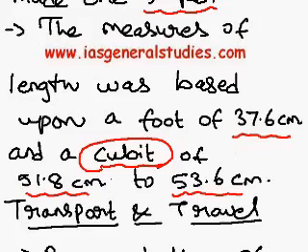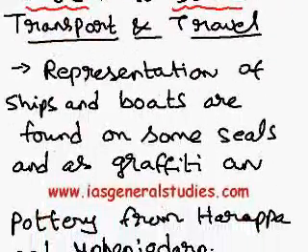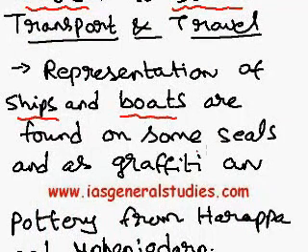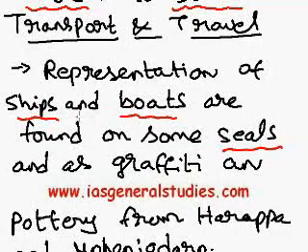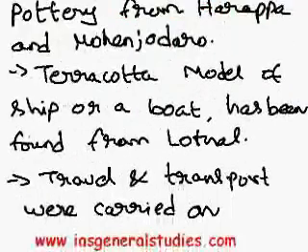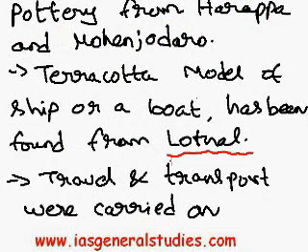Okay, then transport and travel. The representations of ships and boats are found on some seals. They had a large number of seals, more than 2500 seals. In that there were representations of boats and ships, and as graffiti and on pottery from Harappa and Mohenjo-daro. Terracotta models of ships or a boat have been found in Lothal. Lothal we have discussed before.